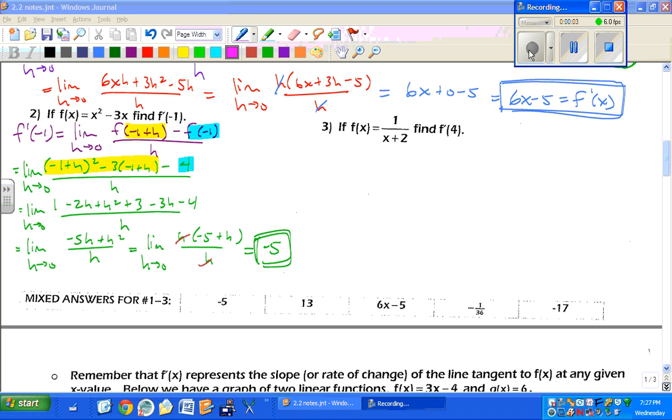Well, 1 and 2 were pretty easy. They were just dealing with polynomials. Number 3 is a little bit more difficult. Our original function is a rational function. We want to find the derivative of f at 4.